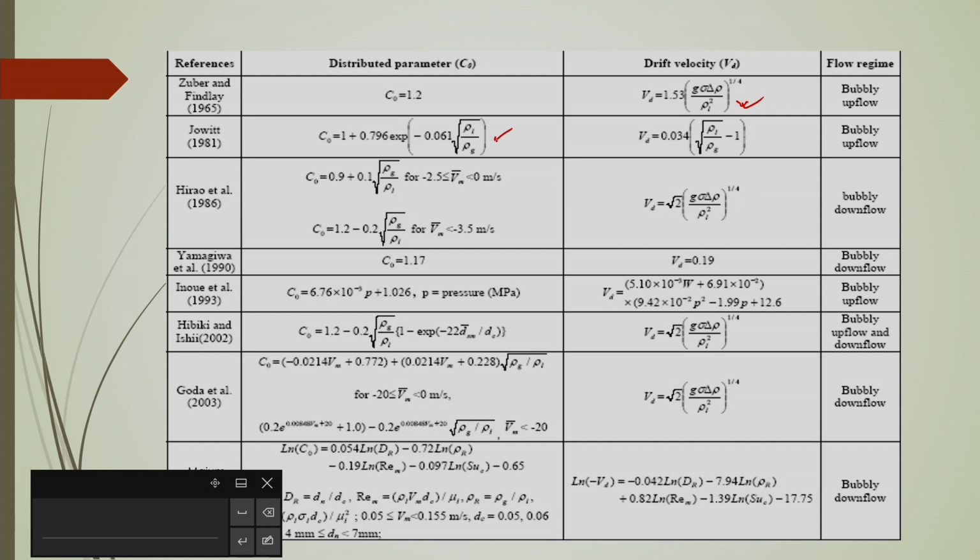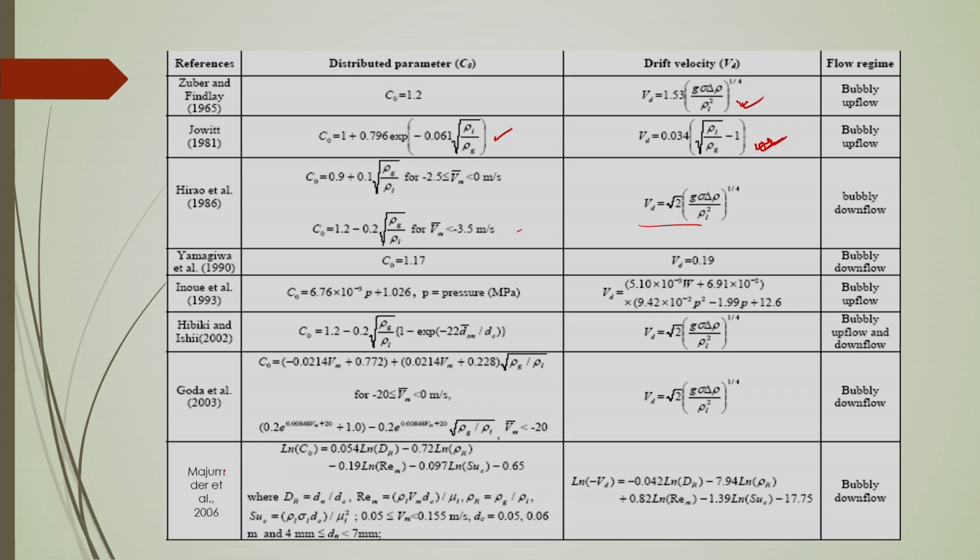And Vd also, they have told that it will be a function of the ratio of gas to liquid velocity. So, that also they have suggested based on their experimental data, and they have given this equation to calculate that Vd. So, different investigators have developed different correlations for C0 and Vd. You can get different values of C0 and Vd from these correlations.